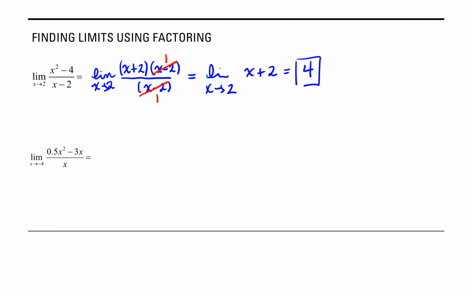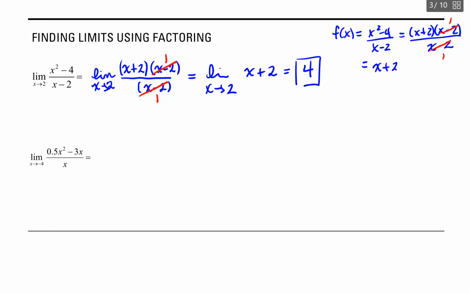Now, let's take just a moment and think about the implications of this simplification we just did. So our function originally was x squared minus 4 over x minus 2. And we noted that this is x plus 2 times x minus 2 over the quantity x minus 2. And in essence, we divided out this common factor of x minus 2, leaving us with x plus 2. Now, we have to be careful.